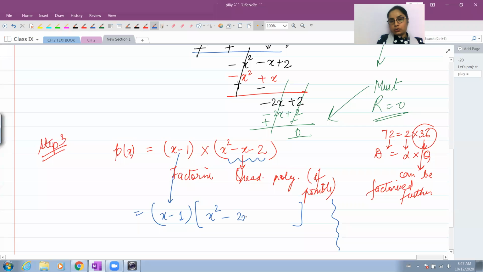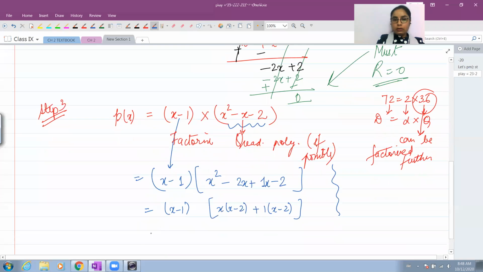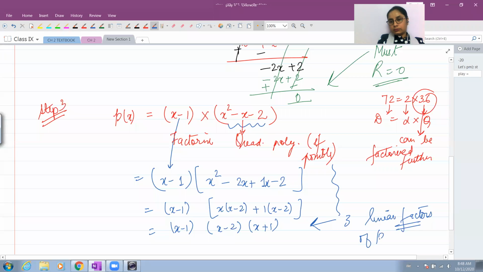I've got x square minus 2x plus 1 minus 2 minus 1x. And from here, I will have x into x minus 2 plus 1 into x minus 2. This is me working with quadratic polynomial factorization. And from here, you will have 3 linear factors. So I'm going to just help you revise this again from the beginning, so that you know what we have done.